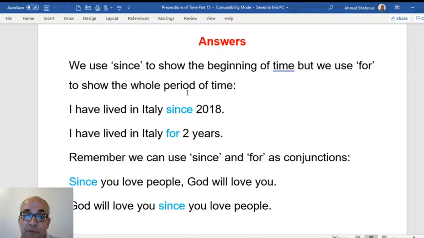If I say I have lived in Italy for 2 years, so here I give you all the time. I don't give you the beginning of the time, I give you all the time. So when I give you all the time, I have to use for.